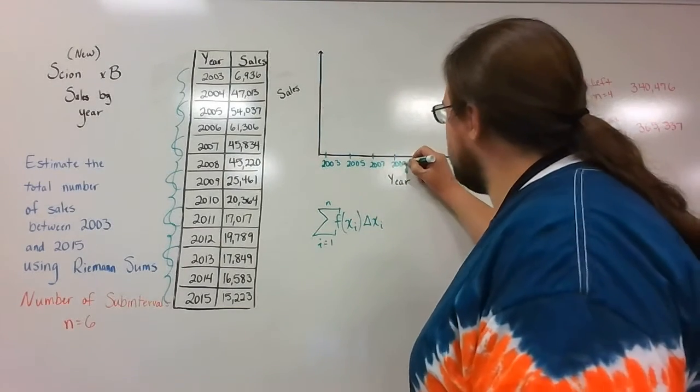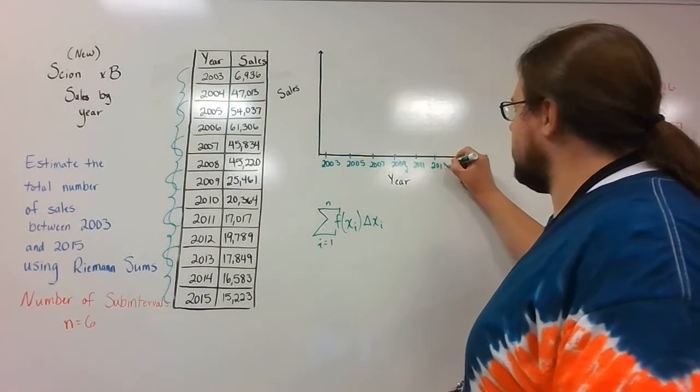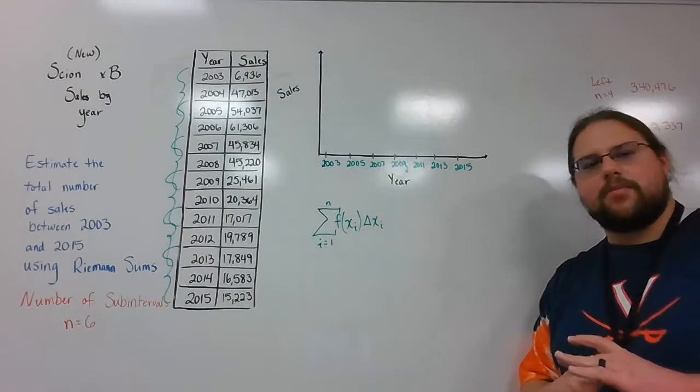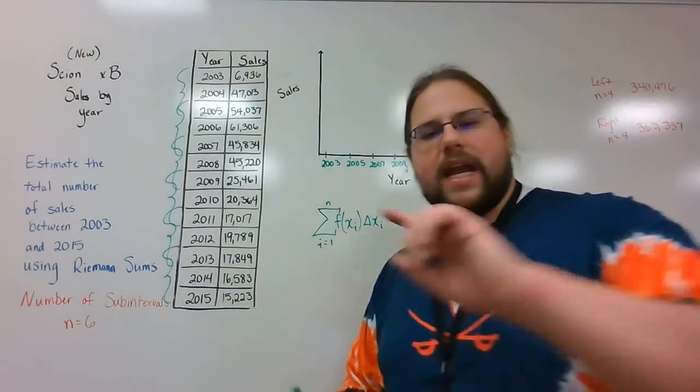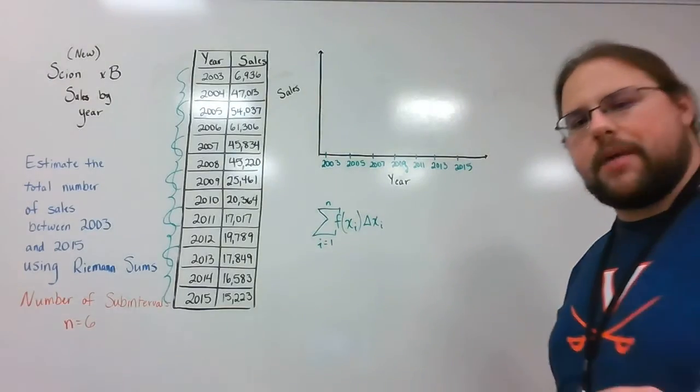Put 2008, silly Mr. Aaron. All right, so 2011, 2013, and 2015. Now, I'm going to do one additional one this time. Instead of just doing a left sum and a right sum, I'm going to also do a midpoint sum. So, you'll see how I do that in just a second.